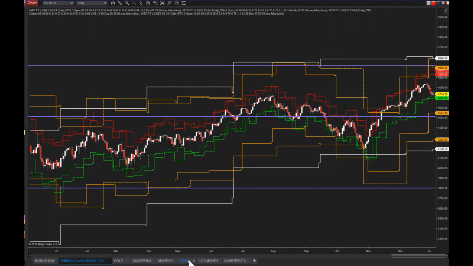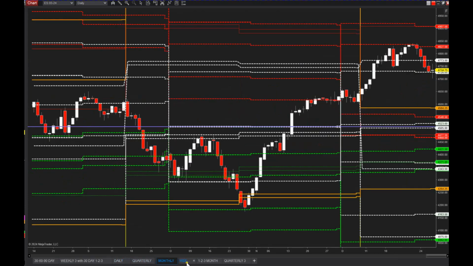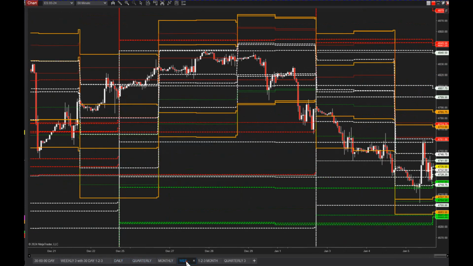Okay, so we looked at our monthly. You can do this on the weekly range by using the days of the week or the trade session days in the week.